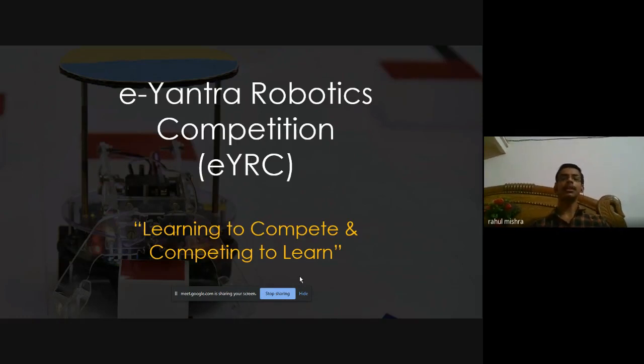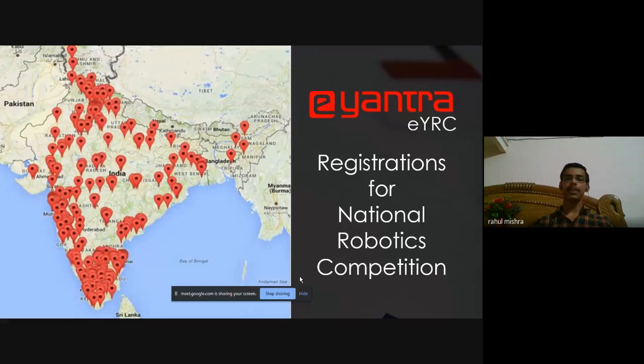After that, any confusion about the eYantra robotics competition, we will look over that. These are the locations where we have participants from all over India in the eYantra robotics competition. By looking at this, you can judge how huge this competition is and how great it would be competing with everyone all over the nation.